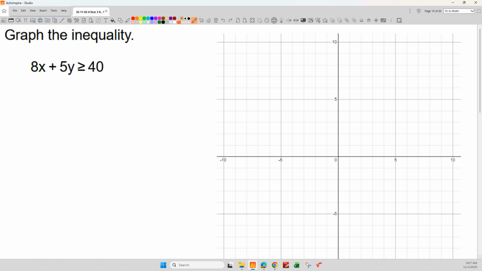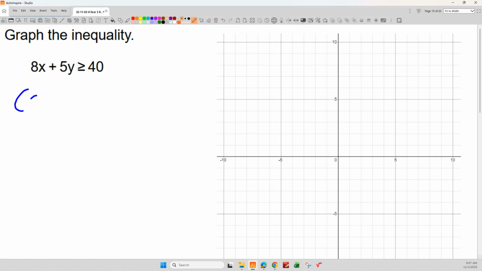Just looking at this, it's important to start to see these patterns. It's easy to find intercepts. How come? What about the number 40 makes that pretty good? 8 and 5 are both factors of 40. So it's easy for us to set x equal to 0 and solve for y because 5 goes into 40, or set y equal to 0 and solve for x because 8 goes into 40. So intercepts would be a pretty good choice here.